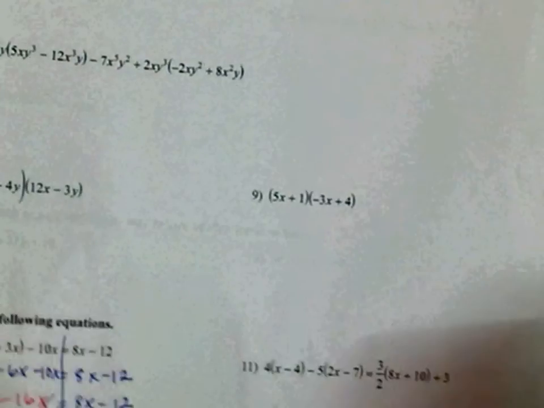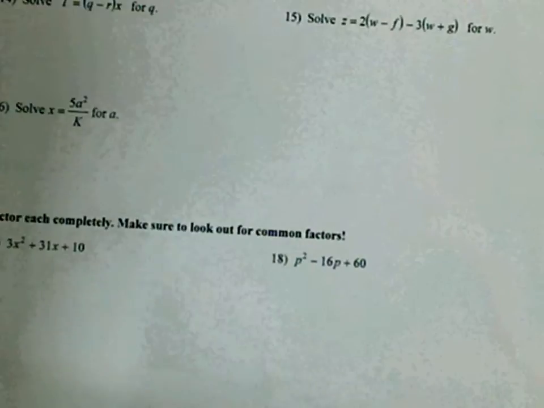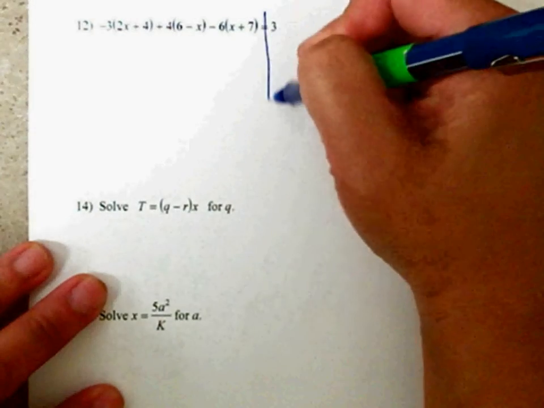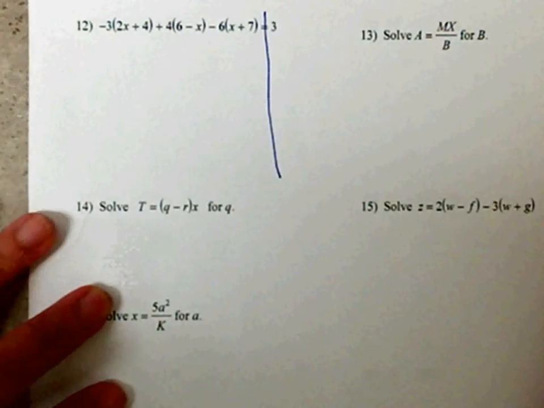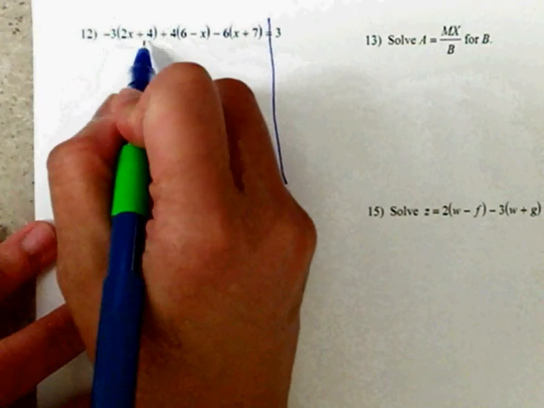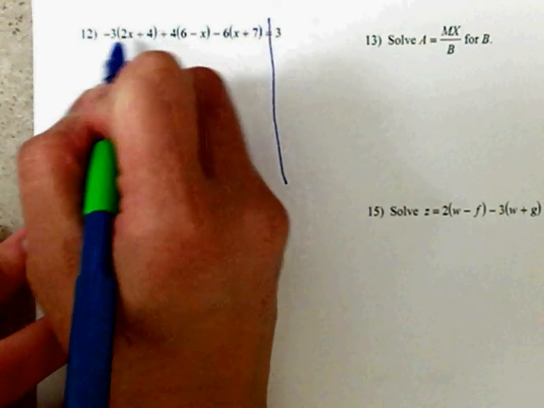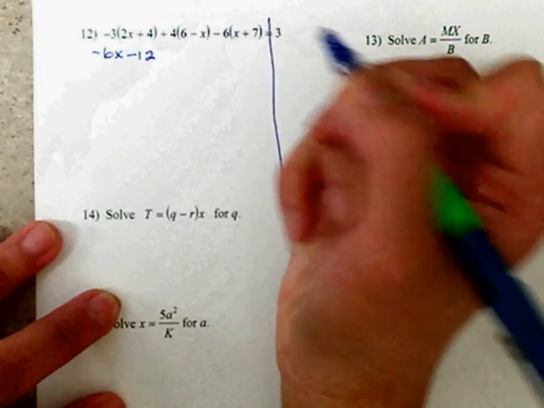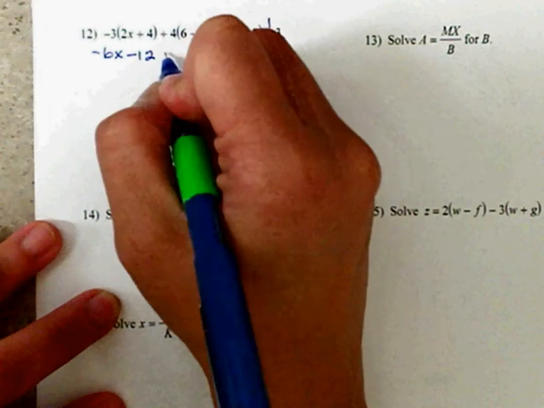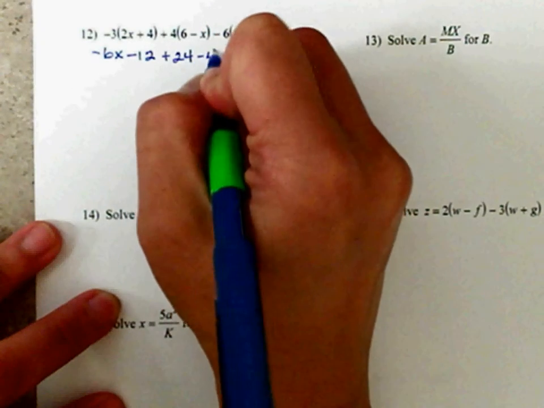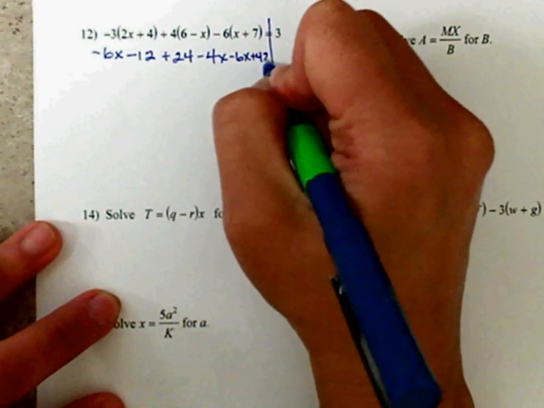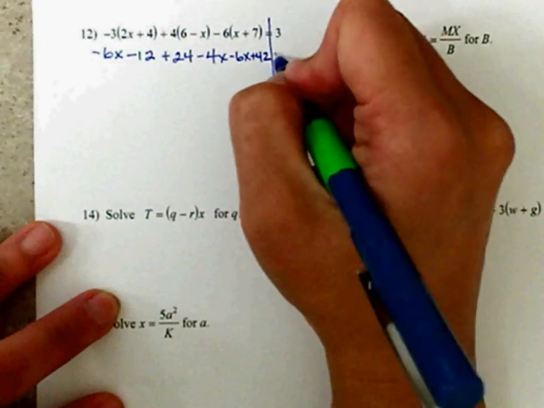Number 12. Okay. Same thing for number 12. Distribute first. If you need to draw this line, please do so. Not necessary. Distribute, distribute. Notice this grouping goes with that negative 3. So negative 6x minus 12. 6 minus x goes with that 4. Plus 24 minus 4x. Minus 6x plus 42, okay, equal to 3.